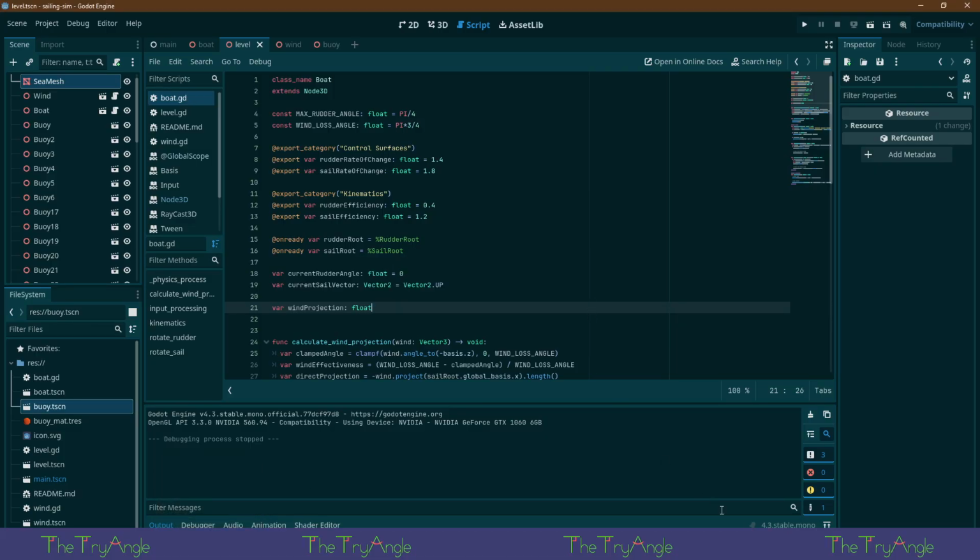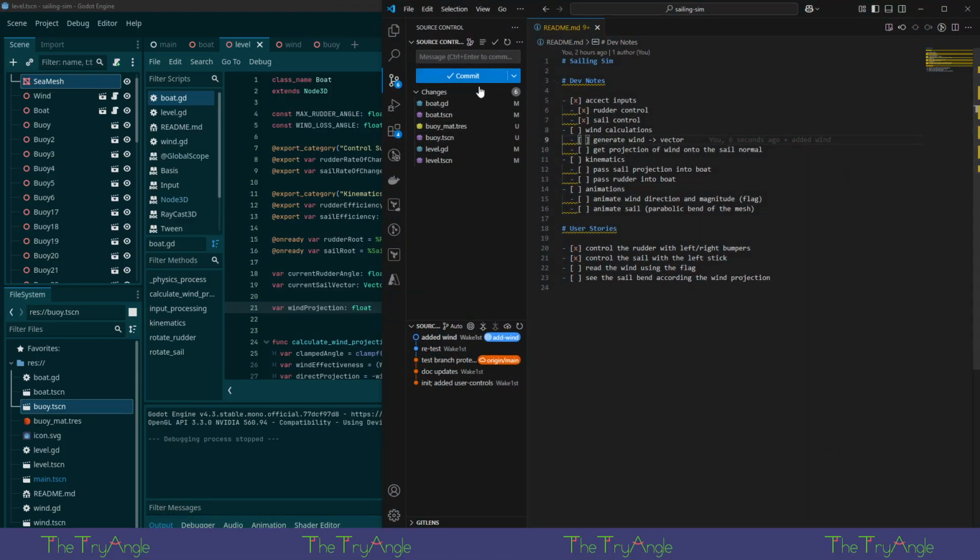But I feel like I want to call it for today because, let's think here. Wind calculations. We got that. We're generating wind. And we're getting the projection. We're doing kinematics. And we're doing that.